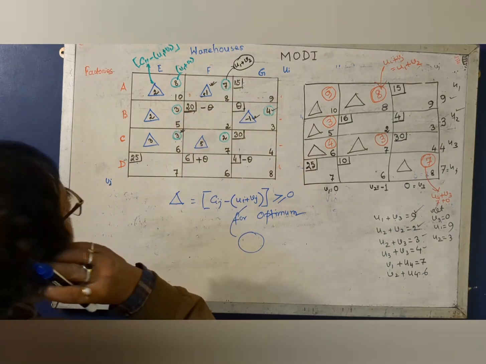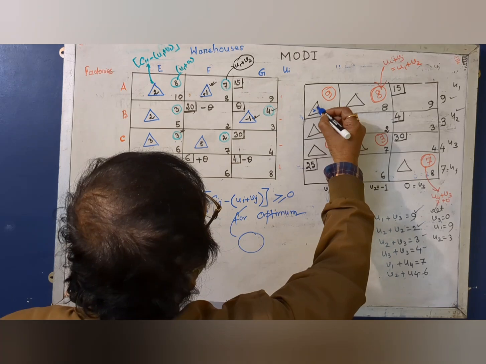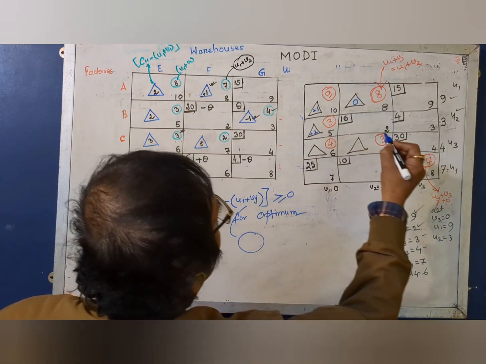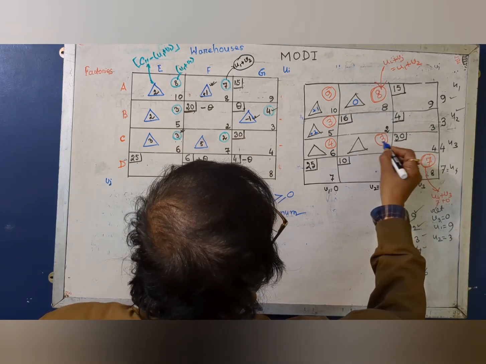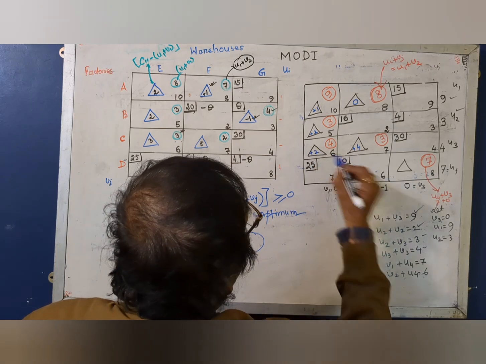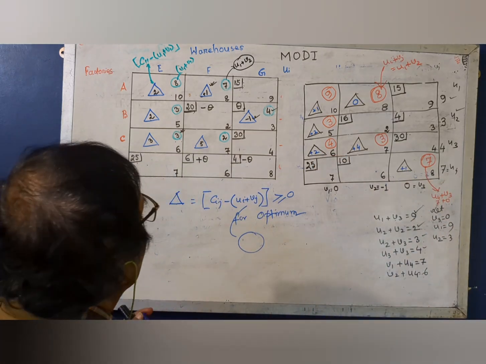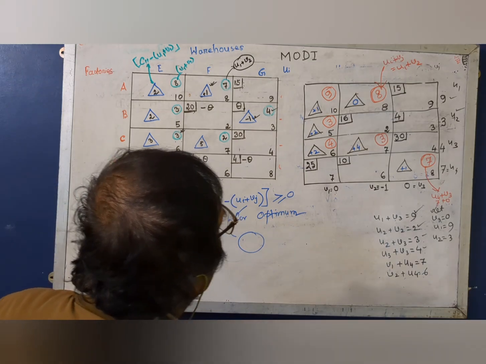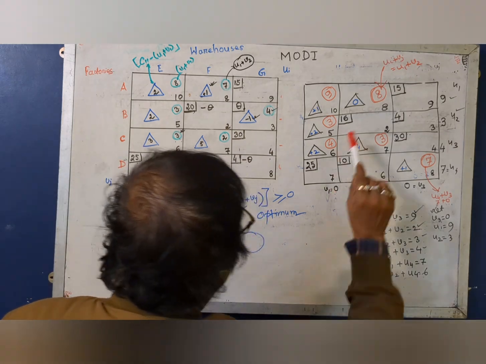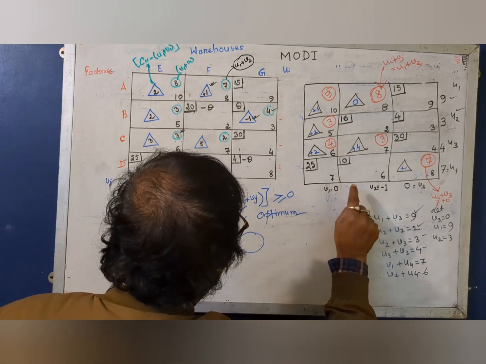So in this case, how much? 10 minus 9, this is plus 1. 8 minus 8, 0. 5 minus 3, plus 2. For this 7 minus 3, this is plus 4, and 6 minus 4, plus 2, and 8 minus 5, plus 3. All triangle values are greater than or equal to 0. That's why we have reached the optimum. This is the best allocation. You cannot reduce the transportation cost by changing any allocations, and the cost in this case will be minimum.